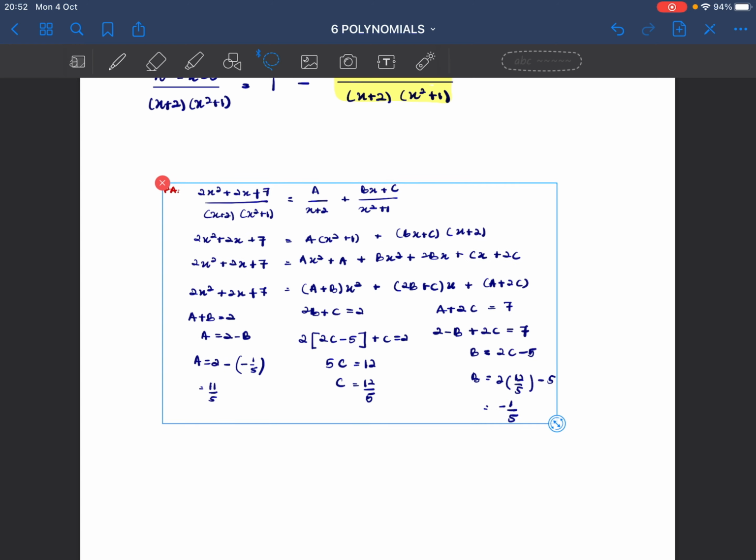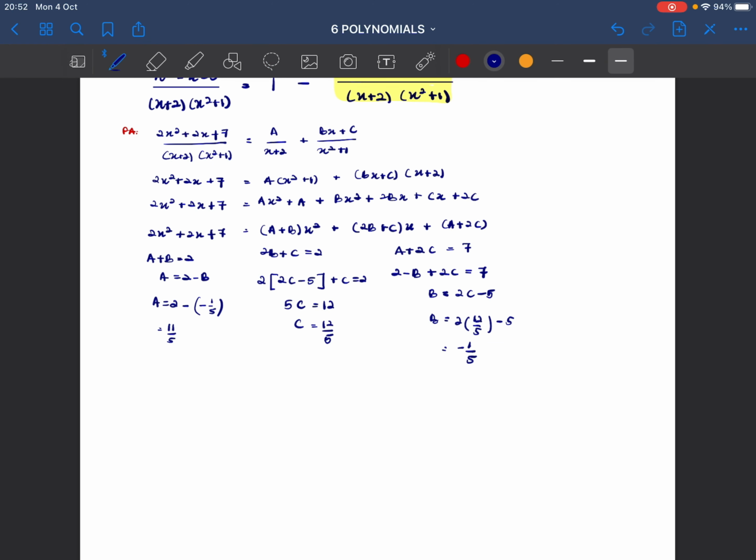Okay, so we have our a, b and c. Don't forget to put it in partial fraction form. So we have (2x square plus 2x plus 7) over (x plus 2)(x square plus 1) equals a, which is 11 over 5(x plus 2), b is negative 1 over 5, c is 12 over 5. So this one can just be put like this. C is (12 minus x) over 5(x square plus 1). Okay, that's right. So that is the third step.